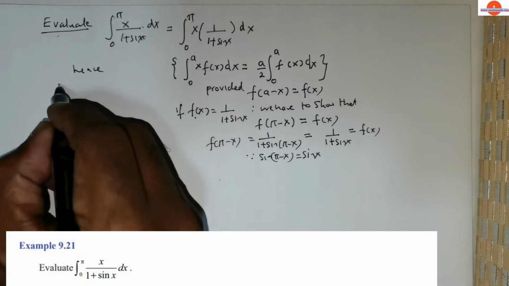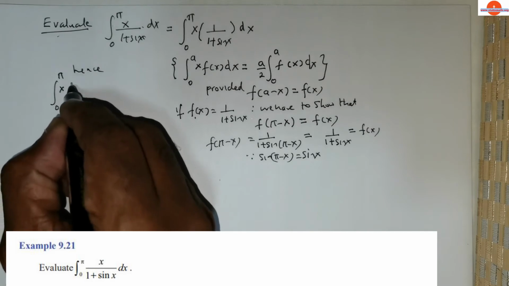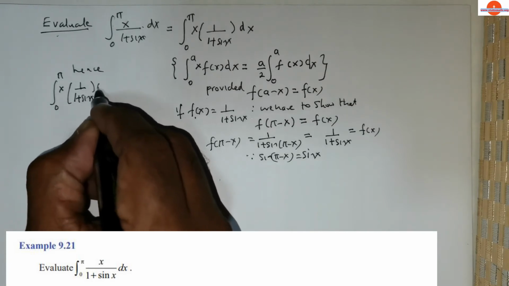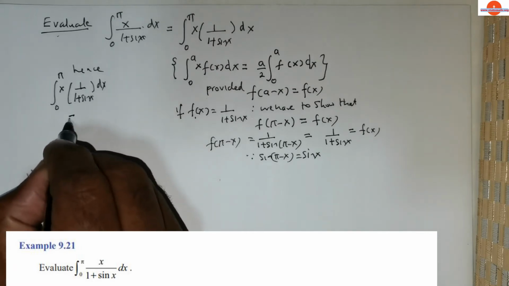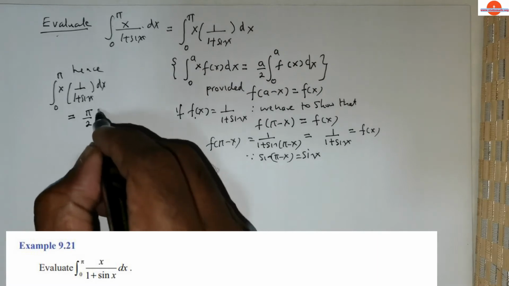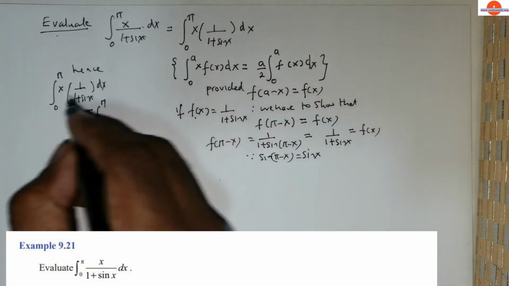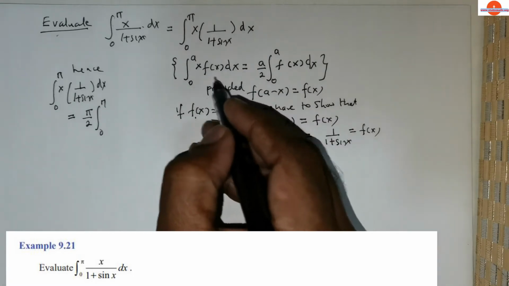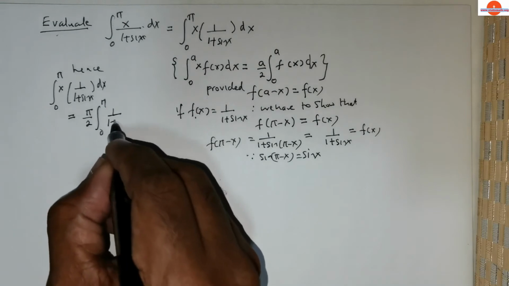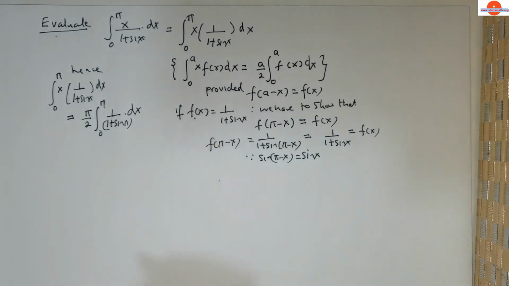Hence the integral from 0 to pi of x times 1 over 1 plus sine x dx can now be rewritten as, our a is pi, pi divided by 2 times the integral from 0 to pi. Instead of x, I'm going to be writing the function. The function is 1 over 1 plus sine x times dx.